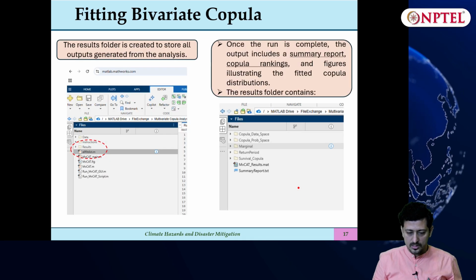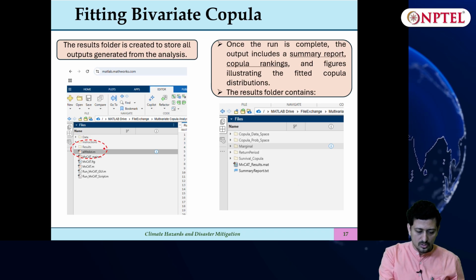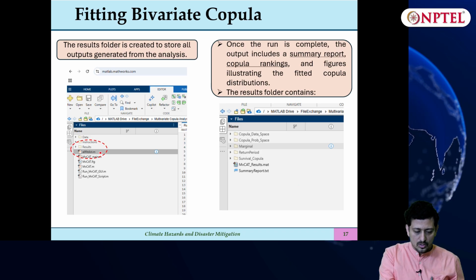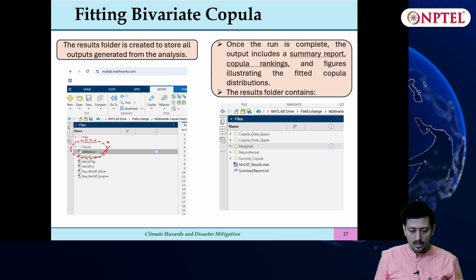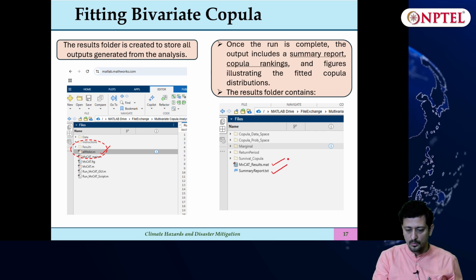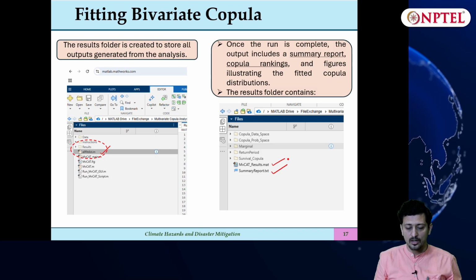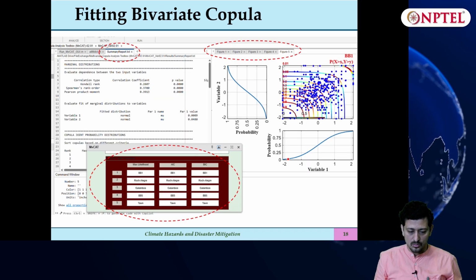Once the simulations are run, you can see the results. They are stored in the results folder. So there is fit.dst.m, and then MVCAT results are there. The summary report is there, which will give you copula rankings and the parameter values, which can be used later.